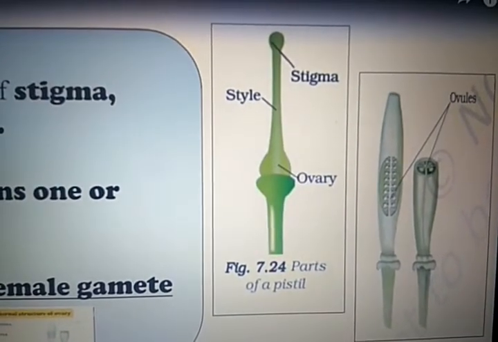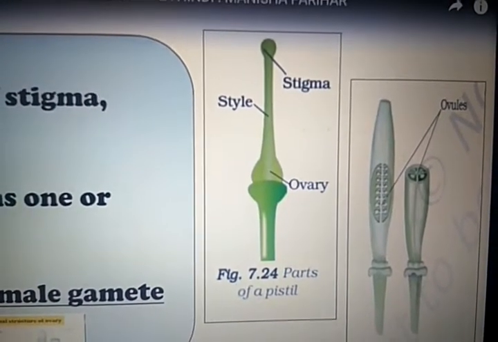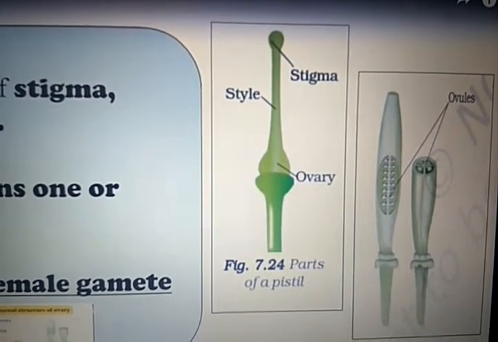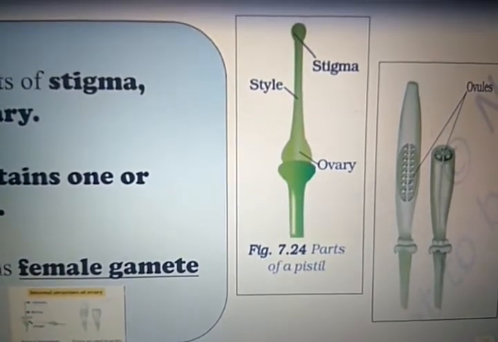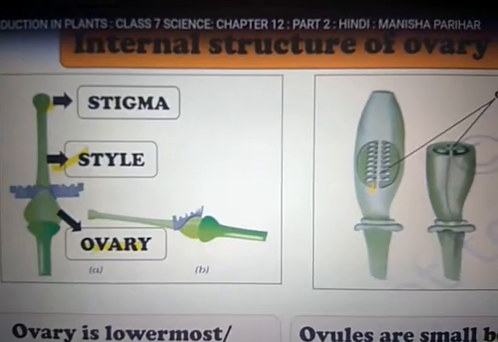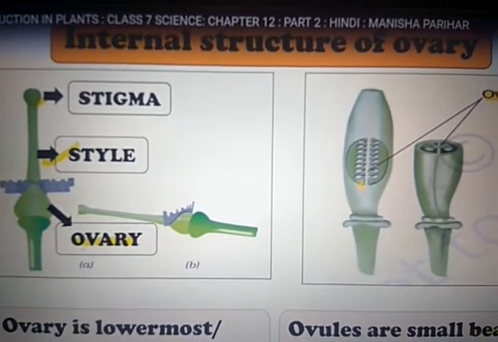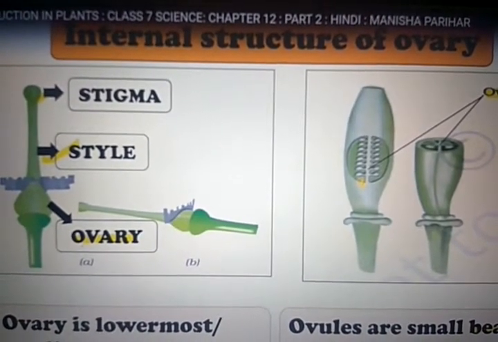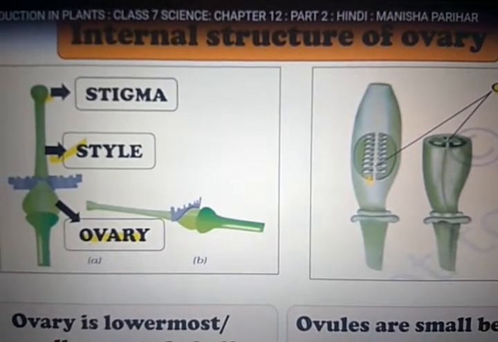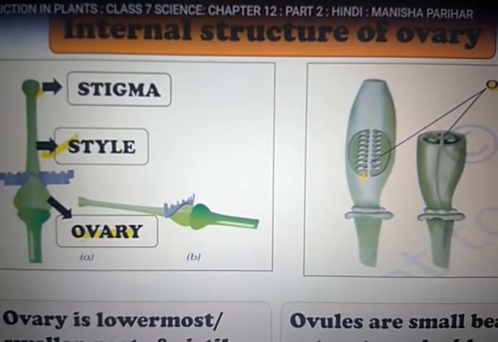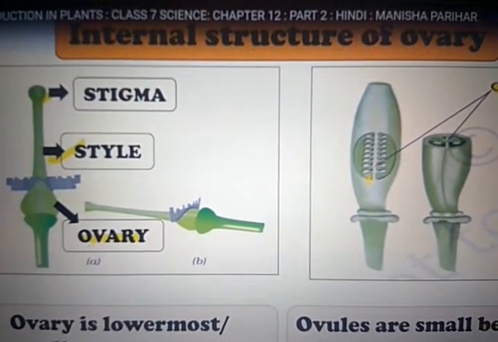Here you can see the ovary. When you cut the ovary, you can find ovules, small bead-like structures. So as you can see the internal structure of the ovary, stigma, style and ovary, if you cut the ovary with a blade, you can find small ovules. Okay.